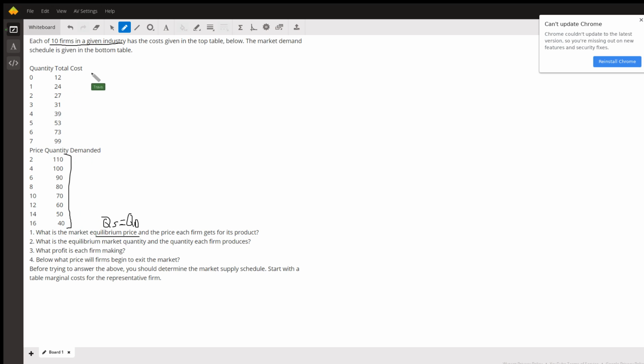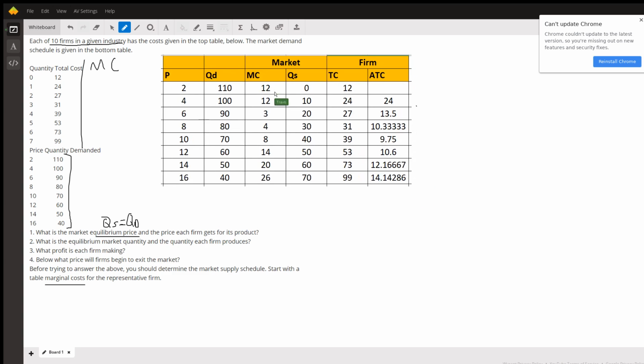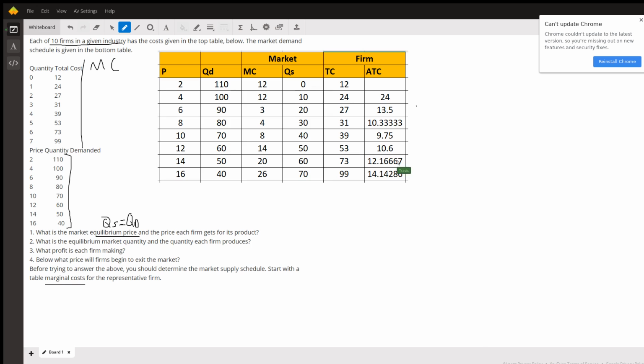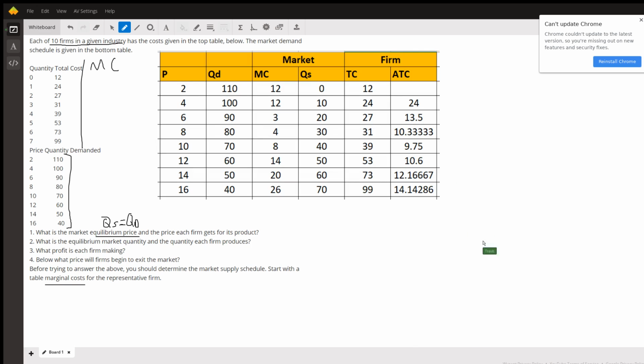Now, what we don't have here is a column for marginal cost, and this is what it says down in here. We want a table for the marginal costs for all the firms. So what I've done is we've done this over in Excel, and I'll talk you through what all of this means.